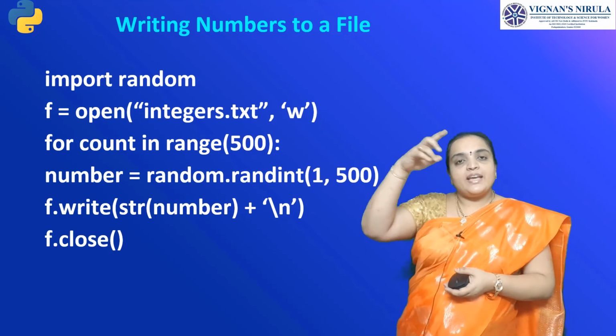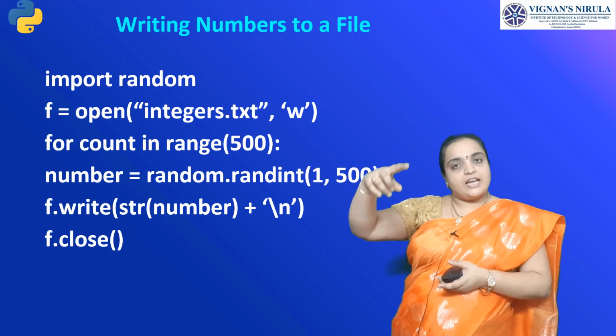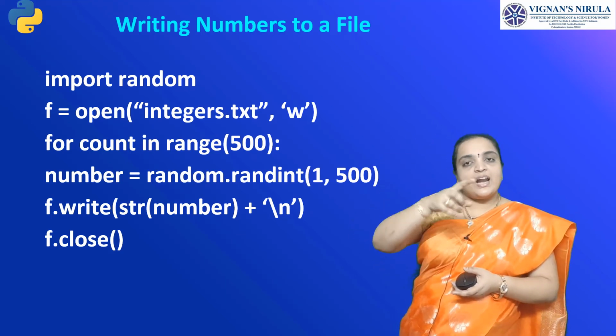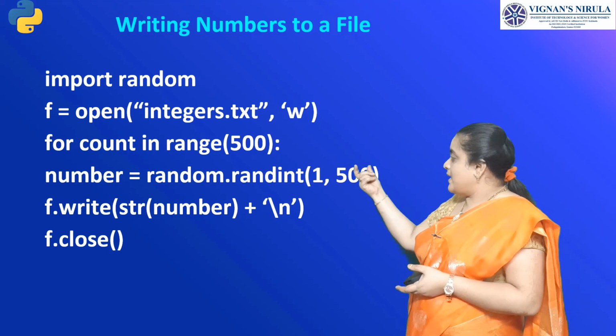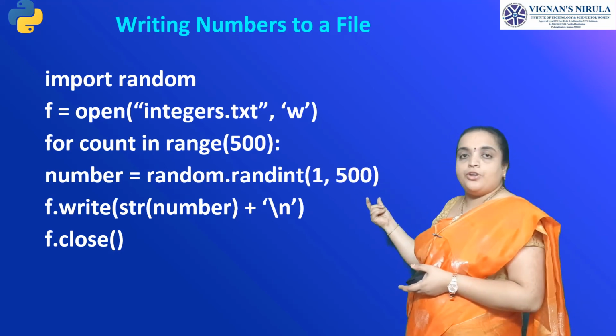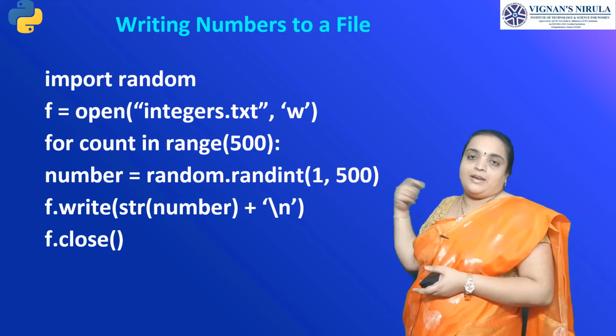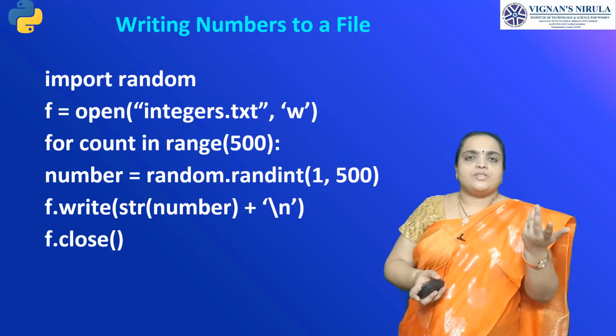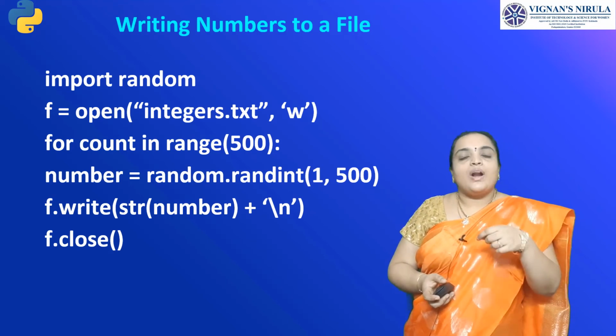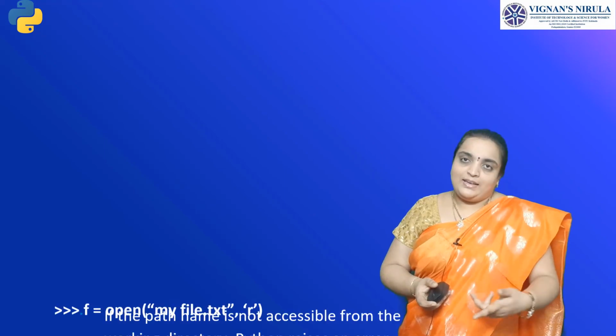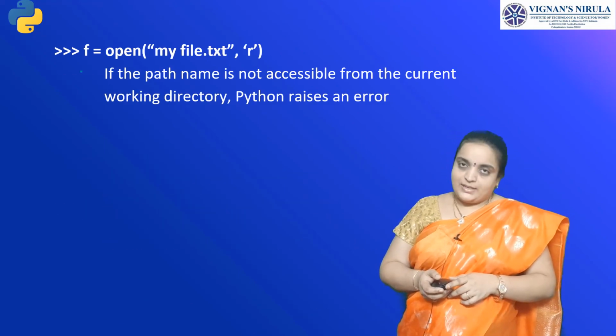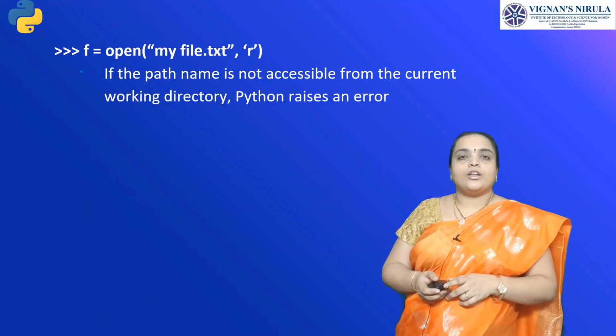For each and every iteration, it will generate a number and it is stored in the variable number. That number is placed in your file by using f.write. Clear? Then close the file. So in this way, you write the numbers to a file. Is it clear? Yes. Then moving on to the next one.